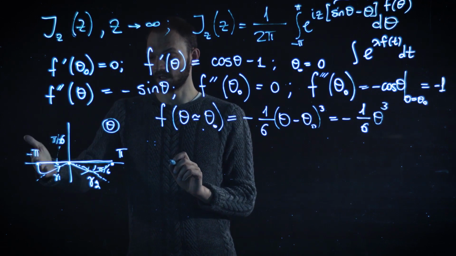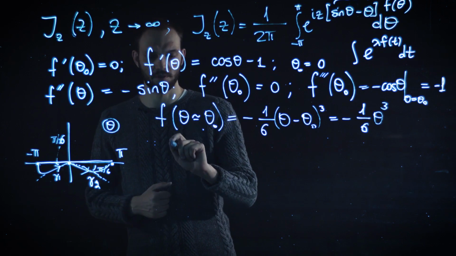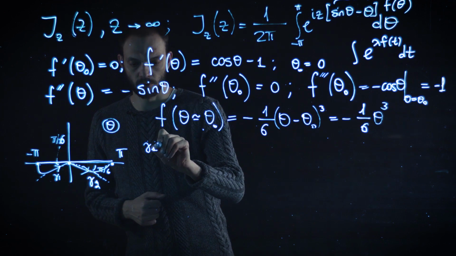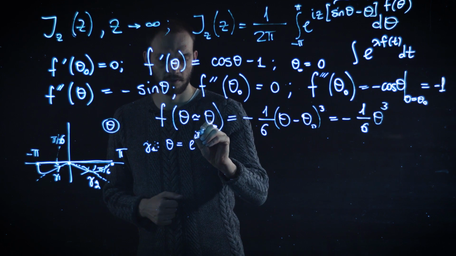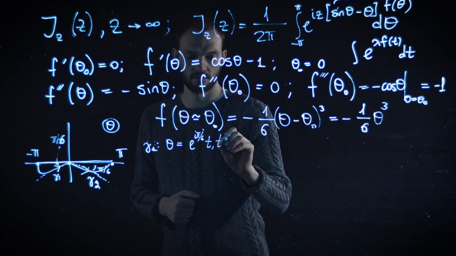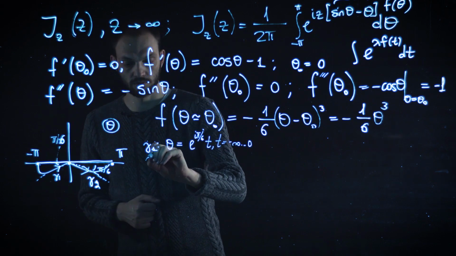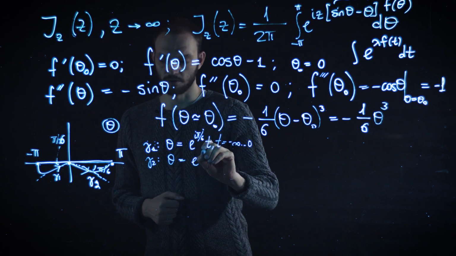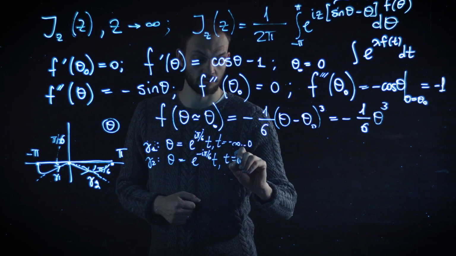So let us now, after we have figured out what the contour should look like, parameterize it and perform the direct evaluation of the remaining integral. So for gamma 1, we will write theta equal exponent of i pi over 6 times t, with t from minus infinity to 0. And for gamma 2, we will write theta equal to exponent of minus i pi over 6 times t, with t going from 0 to infinity.